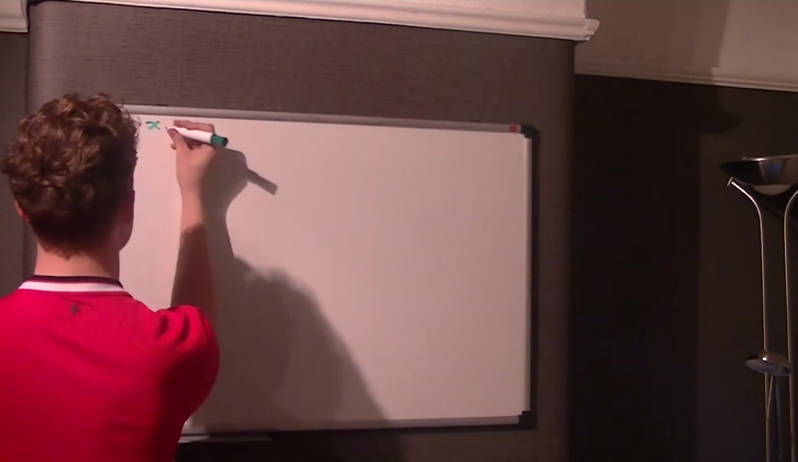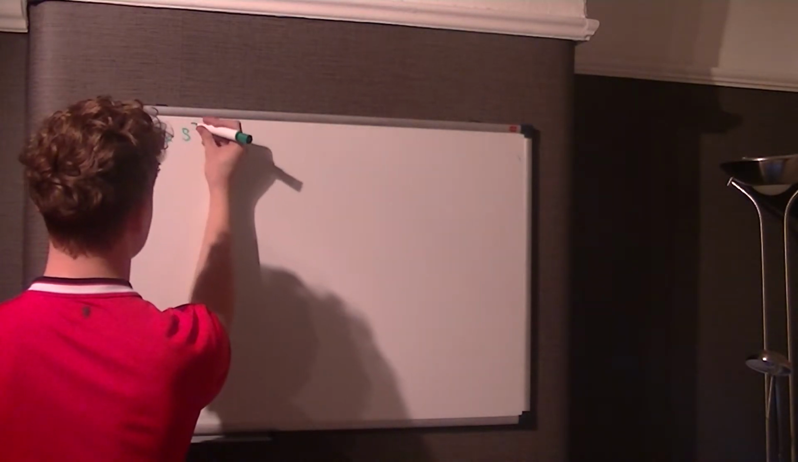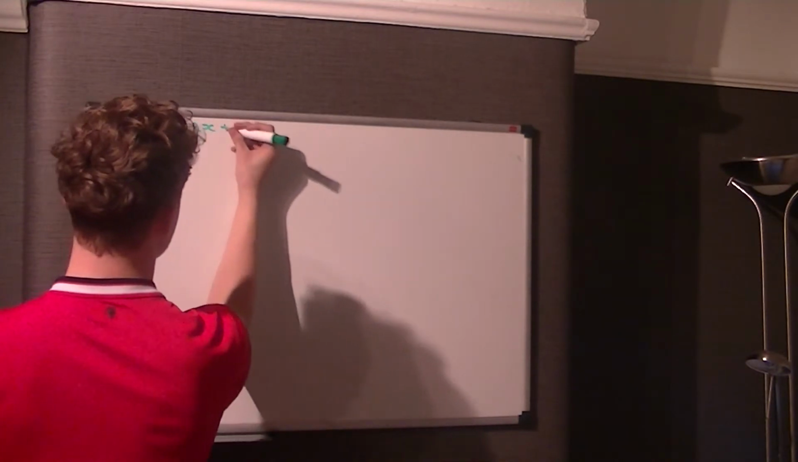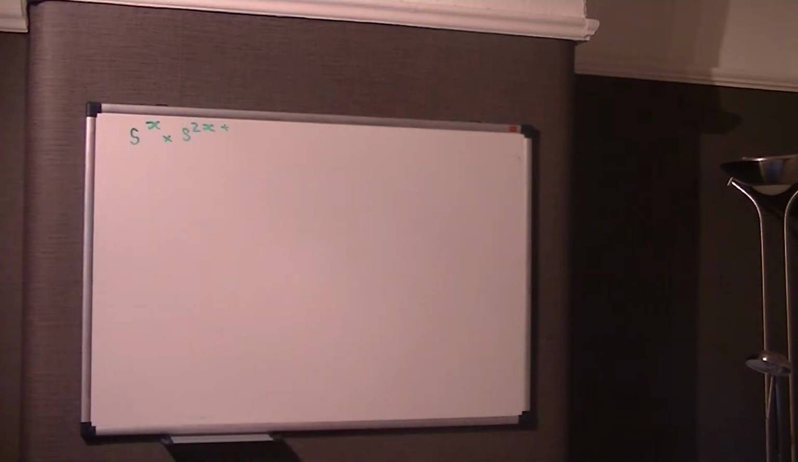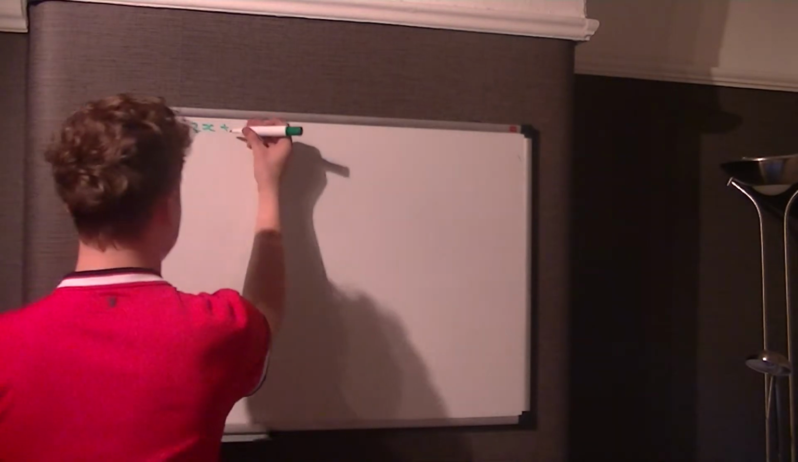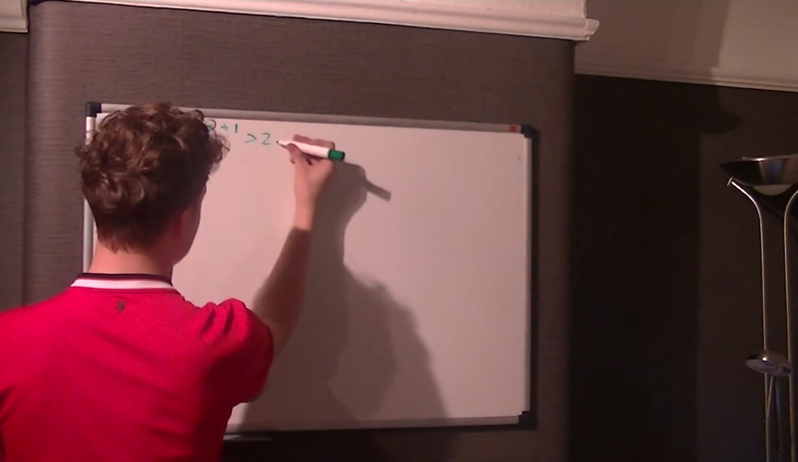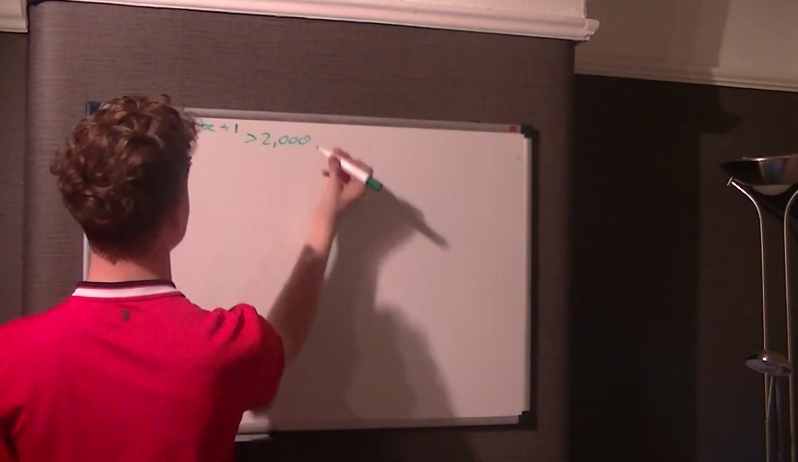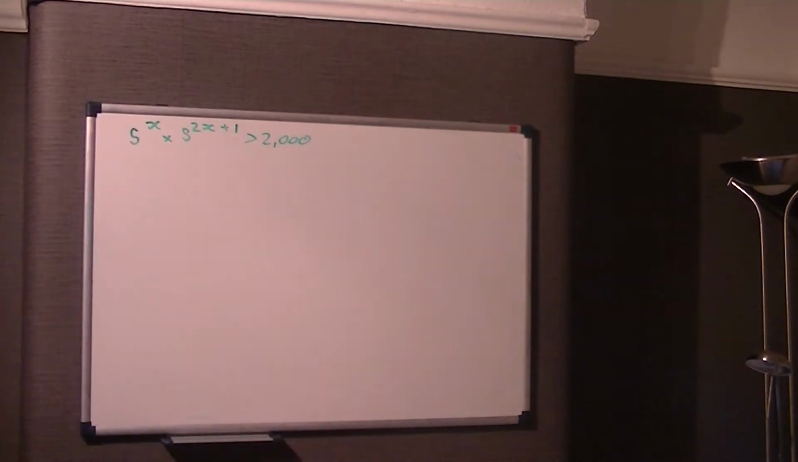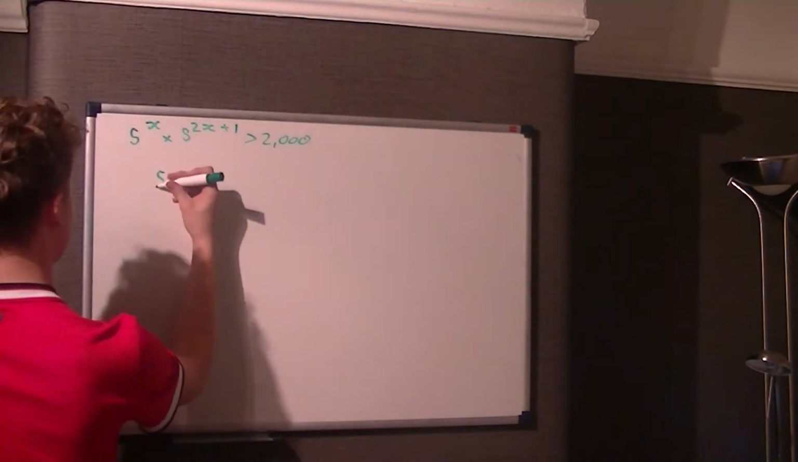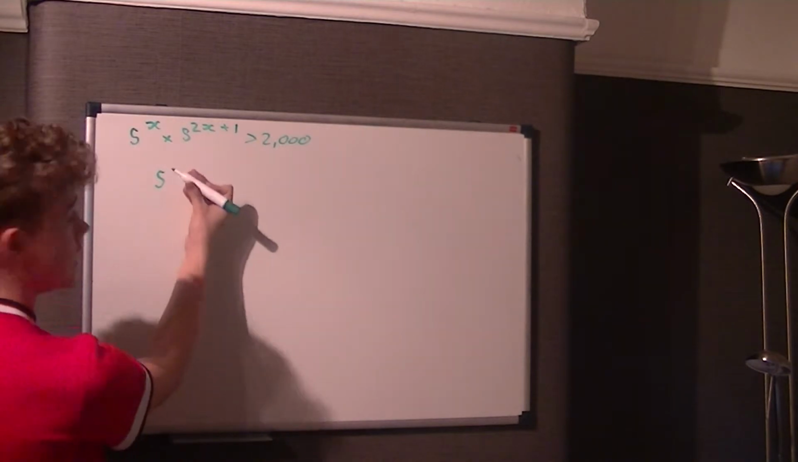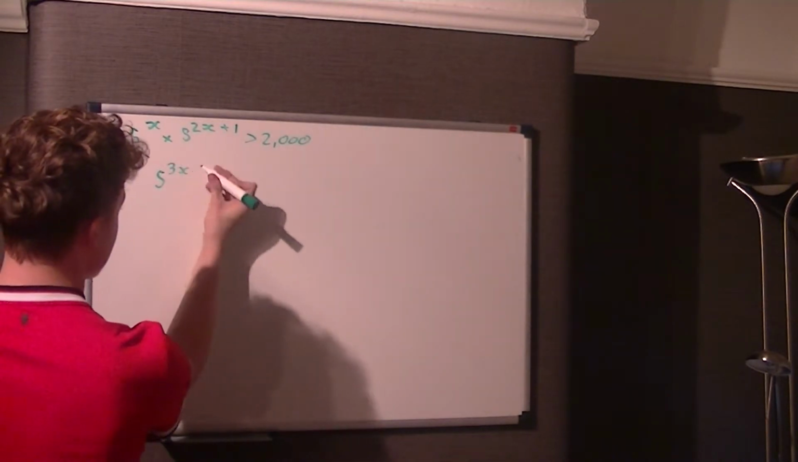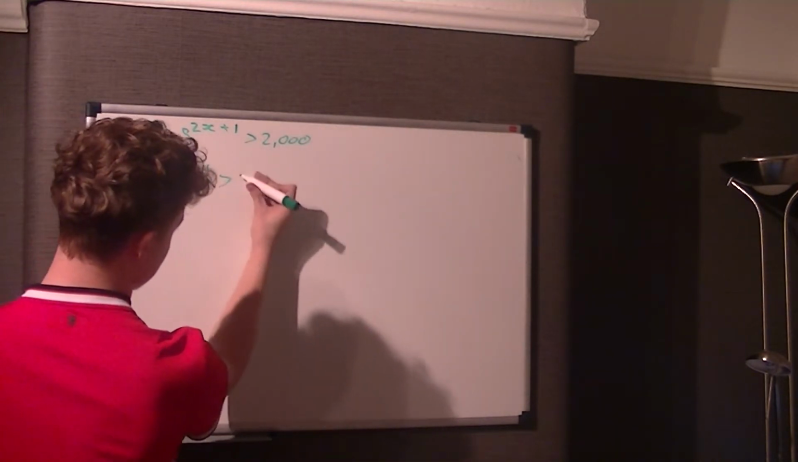You just make sure I've got the right one. Yeah. 5 to the power 2x, times 5, to the power x plus 1, is less than 2000. How can that be a logarithm? Well, use our basic indices rules first. When you times indices, you add them. So it's 5 to the power 3x plus 1 is less than 2000.